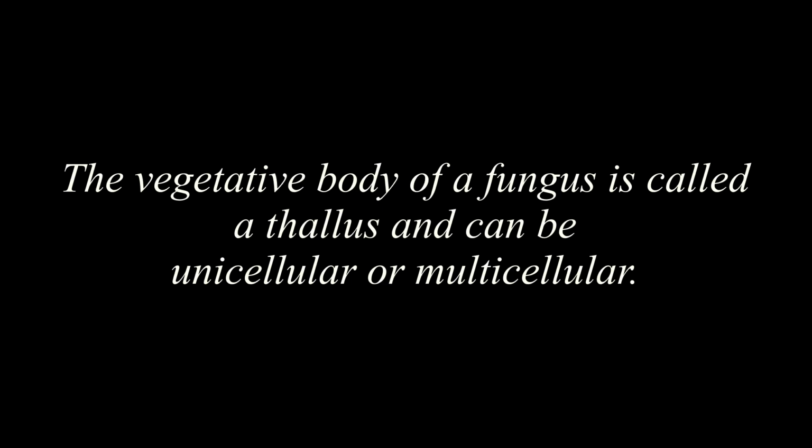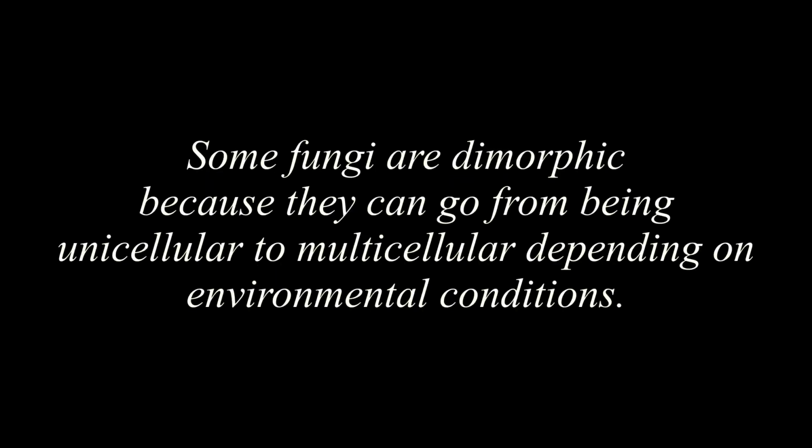Growth and reproduction. The vegetative body of a fungus is called a thallus and can be unicellular or multicellular. Some fungi are dimorphic because they can go from being unicellular to multicellular depending on environmental conditions.